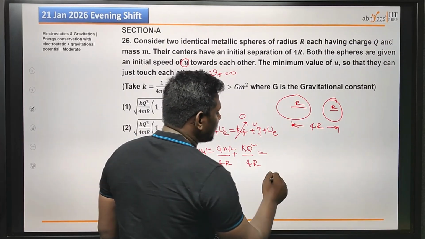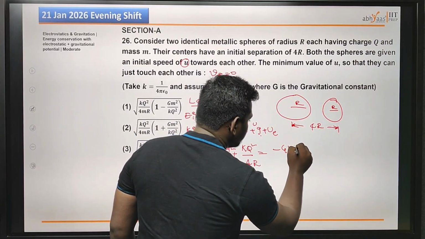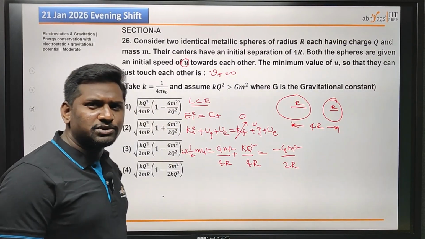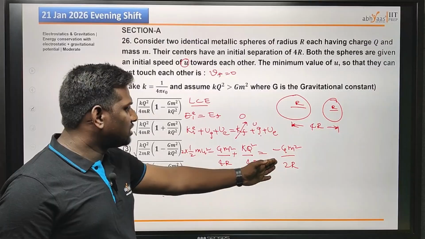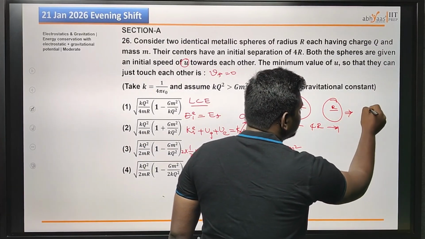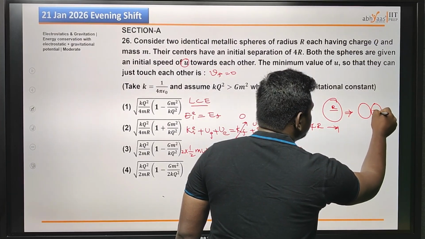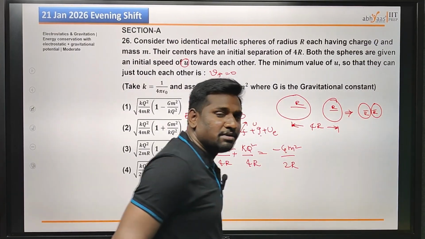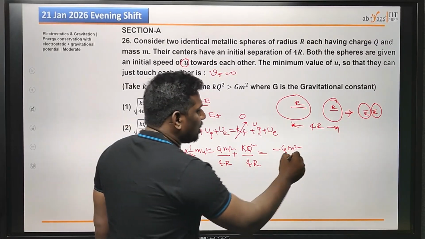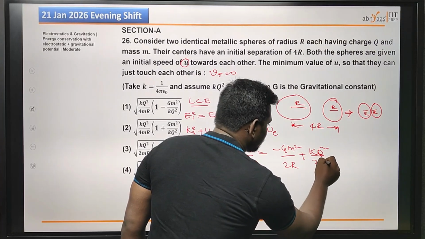What is the final gravitational potential? It can be written as G m square by 2r. Sir, why are you writing G m square by 2r? You have to take 4r, na. After collision, after touching each other, they are at this position, and the distance of separation between them is 2r. That's why I am taking 2r. So the electrostatic potential is k q square by 2r.